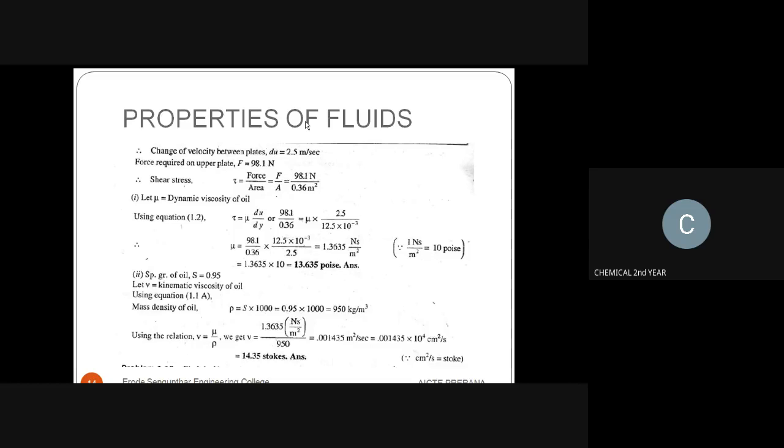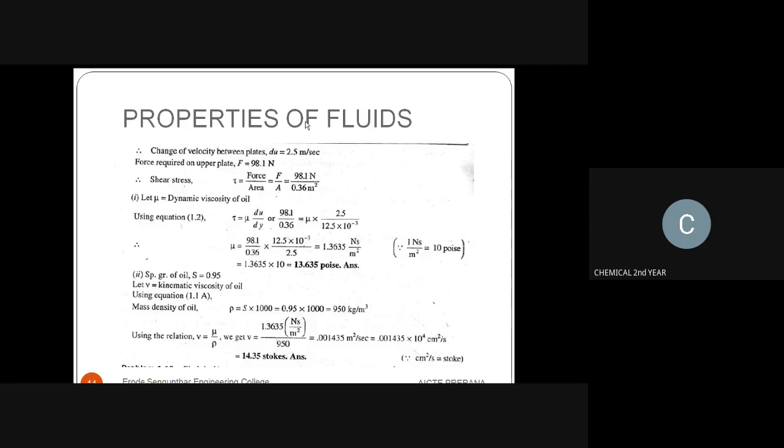So what is the velocity of the upper plate? So velocity of the upper plate is u is equal to 2.5 meters per second. So that is given. Force is equal to 98.1 Newton. So they are asking dynamic viscosity as well as kinematic viscosity, that you need to take a look at. Right. So change in velocity du is equal to 2.5 meter per second. Okay. So force is given as 98.1 Newton. So what is the shear stress? First you calculate the shear stress. So shear stress tau is equal to force by area. So we know the force 98.1 Newton. Each side of the square plate is 60 centimeter. So we know the area. So there is 0.6 into 0.6, 0.36 meter square.